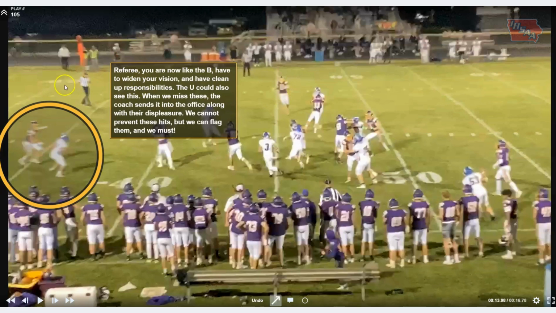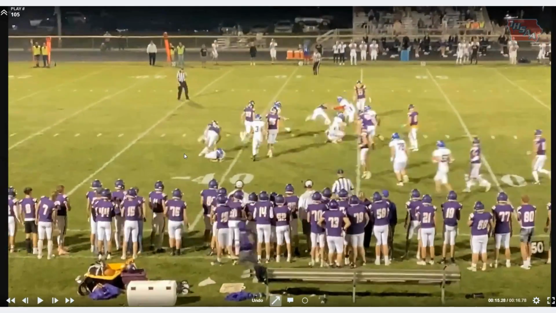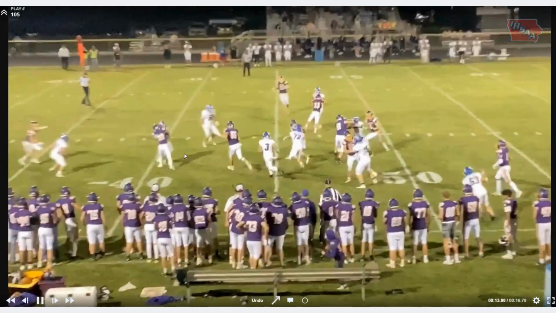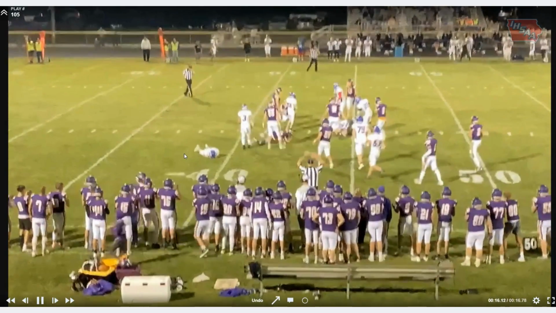Okay. Umpire might also see this just because it opens up to him really well. But when we miss these, the coach sends these into the office along with their displeasure about the call. We can't prevent the hit, but we can make sure we flag it. We got to get a flag down on this. I'm not sure if we did or we didn't. Hopefully we did. But again, going back, here's going to be our foul. Boom, right there at the 37-yard line.